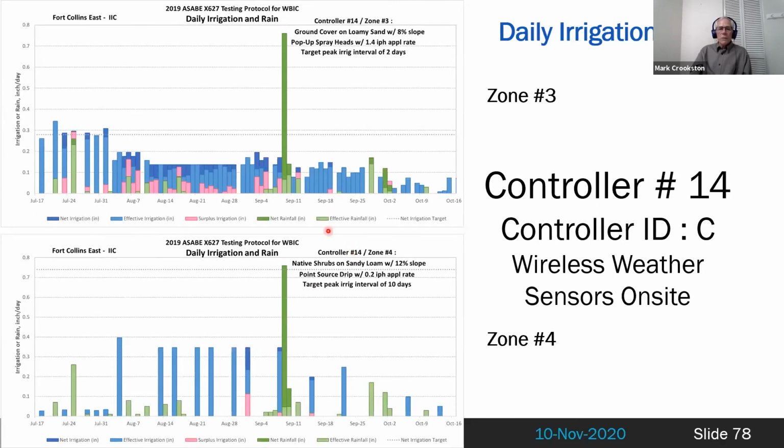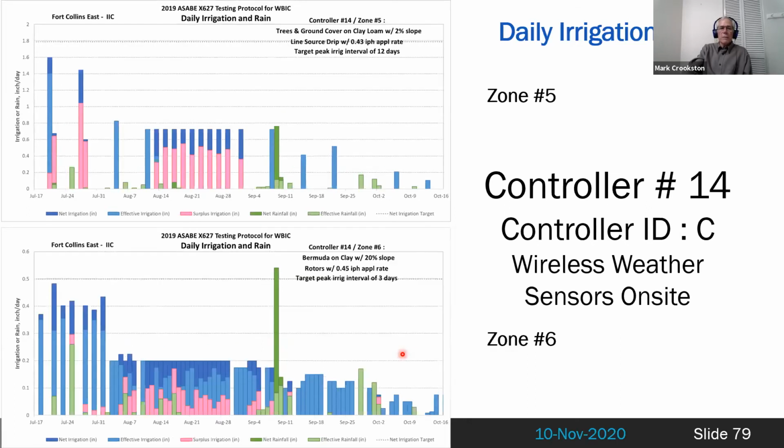Again, this is zones 3 and 4, the same highlights. We don't want to see the dark blue and the pink. We don't want to see the dark green and loss of rain out of the root zone, but we do see those declines happening over the 90-day period.